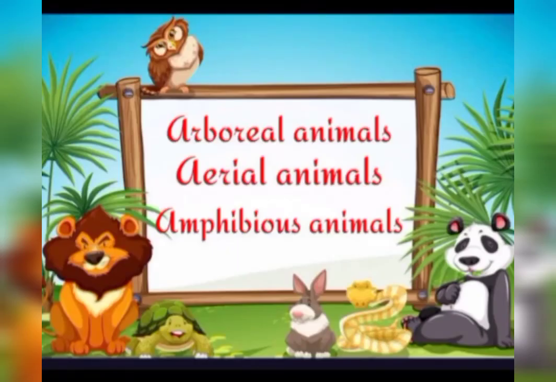Children, now we are going to discuss 3 different types of animals. The 3 different types of animals are arboreal animals, aerial animals and amphibious animals. What is the spelling for arboreal? A-R-B-O-R-E-A-L. Arboreal. Aerial, A-E-R-I-A-L. Aerial animals. Amphibious.